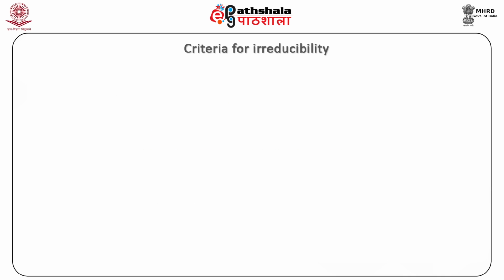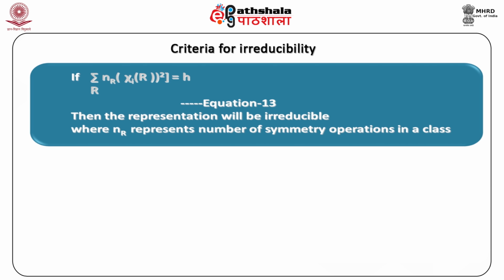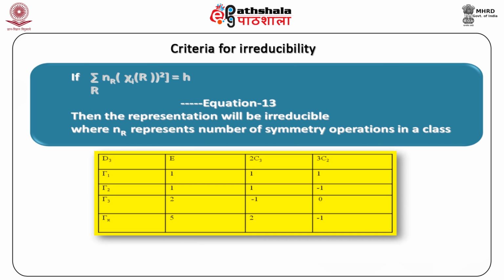And now, it can be easily worked out whether a representation is reducible or irreducible. Without going into the proof, if a representation satisfies equation 13, then the representation will be irreducible, where N_R represents the number of symmetry operations in a class. Let us take tau 1, tau 2, tau 3 irreducible representations of the D3 point group, the characters for which we just worked out and checked the irreducibility, and others are as given in the table.